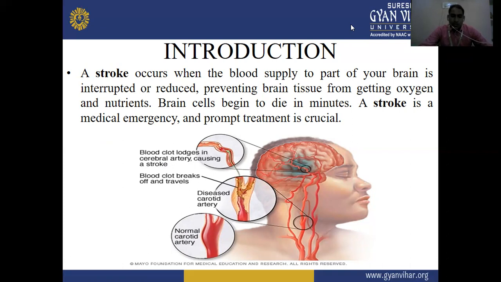Interrupted means to pause or make a break in the continuity or uniformity of something, and crucial means extremely important or involving very important decisions. This is the introduction of stroke. In this diagram, a blood clot is blocked in cerebral arteries causing a stroke, and blood clots break off and travel, showing diseased carotid arteries and normal carotid arteries.